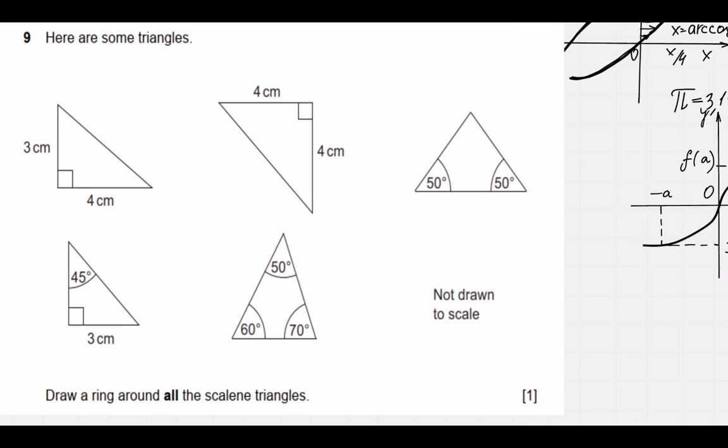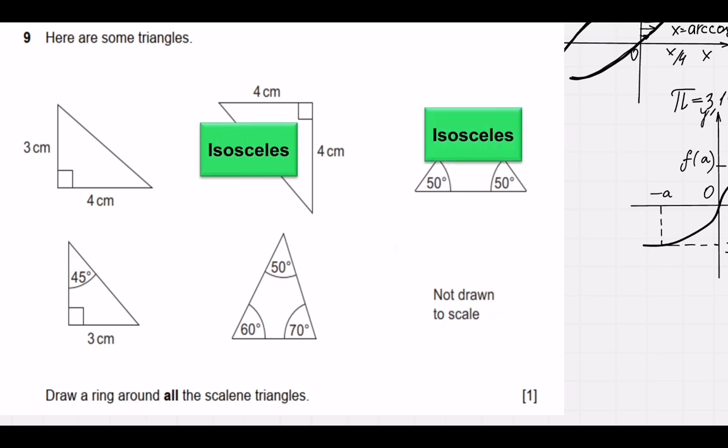Here are some triangles. We need to draw a ring around scalene triangles. So let's check one by one. If I have 4 and 4, this is an isosceles triangle. 50, 50, isosceles triangle. If I have a 90 degree and then 45, for sure the other angle will be 45. So this is also an isosceles triangle.